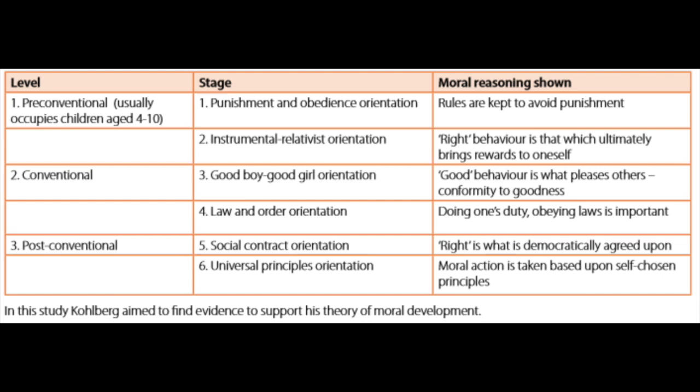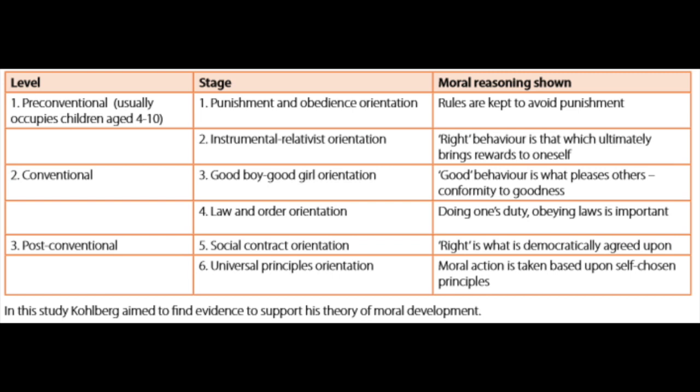So you can see on the picture that there are three different levels and six different stages in Kohlberg's theory. The first level is the pre-conventional stage, and that's roughly about ages 4 to 10, which fits into what we were talking about with Jamie Bulger. And that first stage is called the punishment and obedience orientation stage. This is where you behave in a moral way because you're worried about getting punished for not doing the right thing. The second stage, which is also in the first level, is called the self-interest orientation stage.